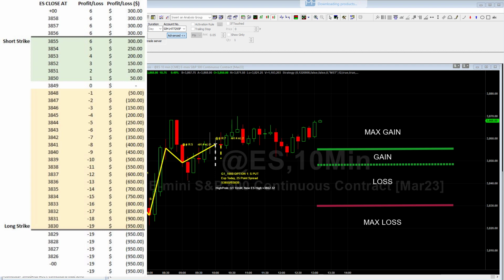So the flip side of that is true as well, that if the market rallied to infinity, we would still only make $300 on the trade. So that's the pros and cons of it.